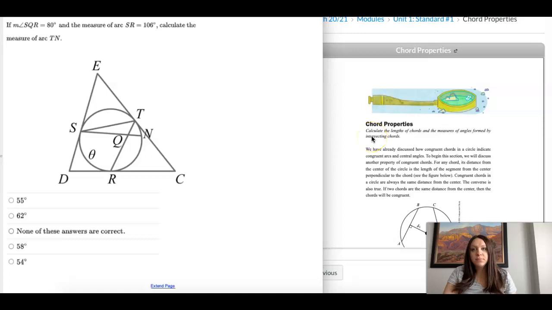Hi guys, in this section we're working on chord properties. Over here I have some self-check questions I'm going to go through, and over here are the notes from 1.4. I like to refer back and forth with those. So let's see what we're looking at.